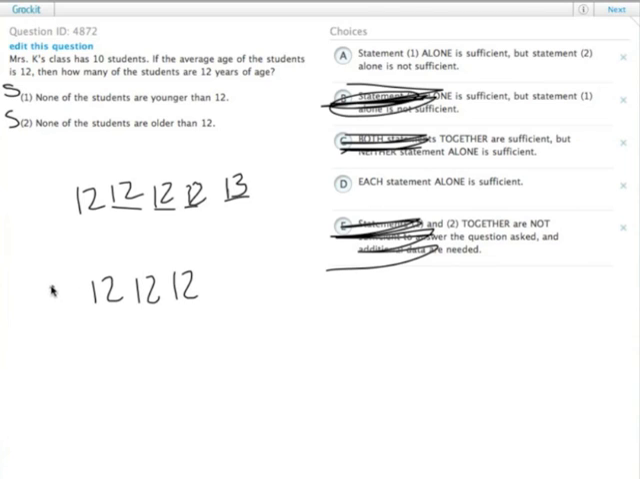If even one student is 11, if one student is younger than 12, the average age of the class is no longer 12. I mean, unless you're doing rounding, but the question doesn't say anything about rounding. If any student breaks from the average, the average goes down. So therefore, they must all be 12 to have an average age of 12. So each statement alone is sufficient to determine the answer.